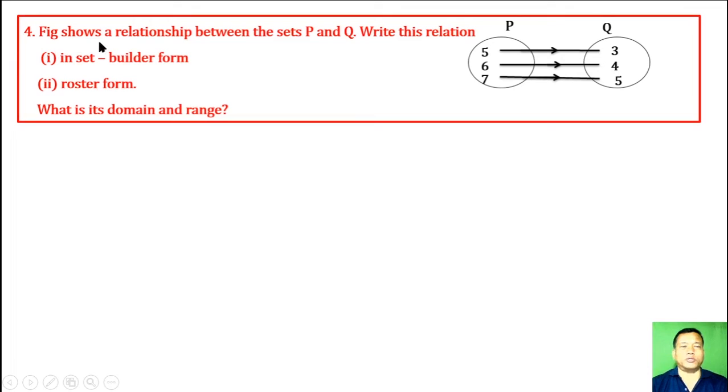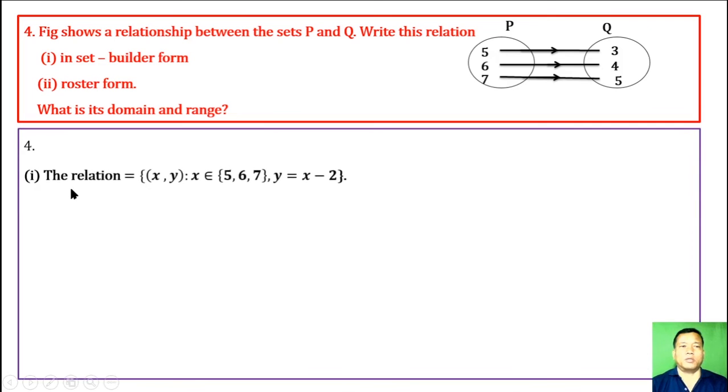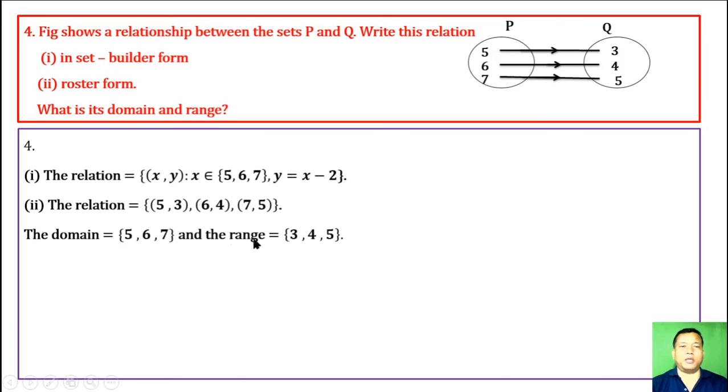Question 4. The figure shows a relationship between the sets P and Q. Write this relation in set builder form and roster form. What is its domain and range? Set builder form: the relation is defined as ordered pairs (x, y), x belongs to {5, 6, 7}, y equals x minus 2. Roster form, we have to list out: (5, 3), (6, 4), (7, 5). The domain is {5, 6, 7} and the range is {3, 4, 5}.